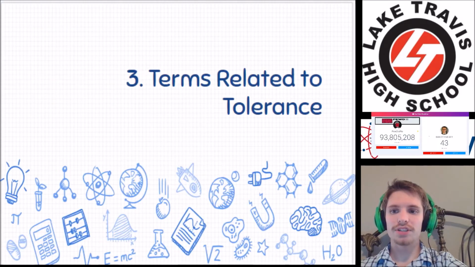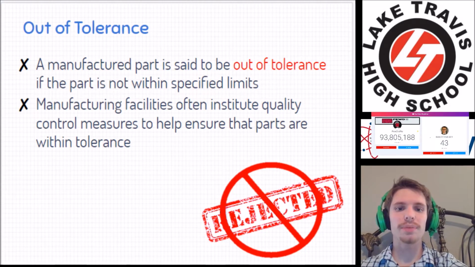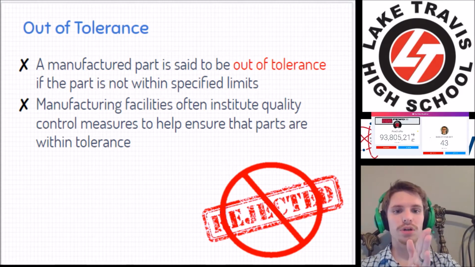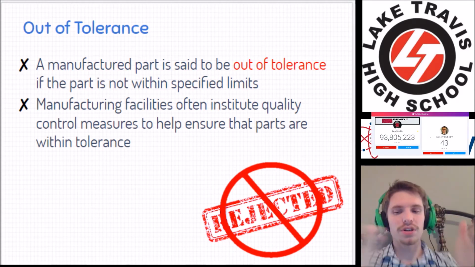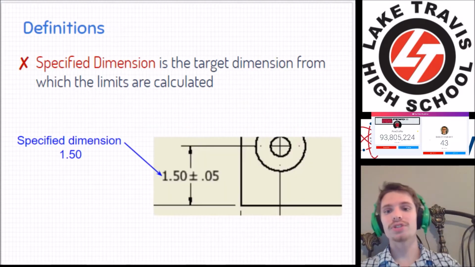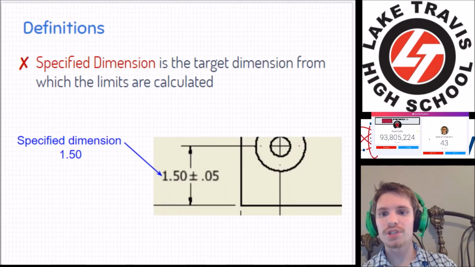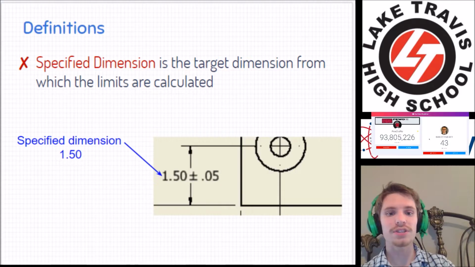Okay. Terms related to tolerance. We say that a part is out of tolerance if we say, for instance, that we want it to be 1/4 inch plus or minus 5/100ths of an inch. That's a really big tolerance, by the way. But if we say that and then we get a part that's 0.1 inches, that's out of tolerance. That's out of that tolerance range right there. Okay, here's a specified dimension that's also called the target dimension.